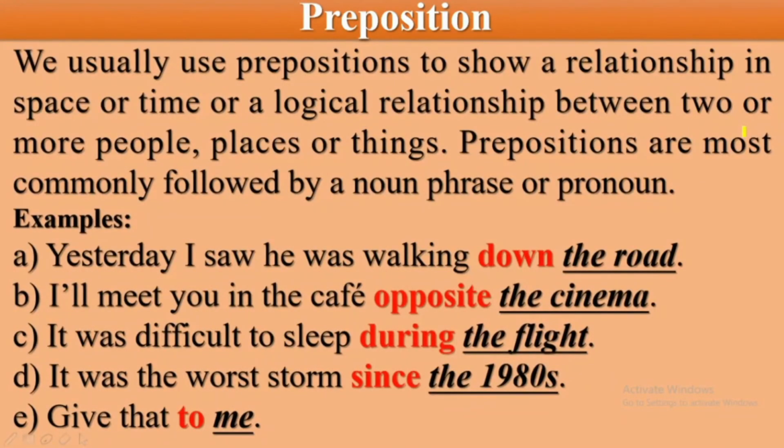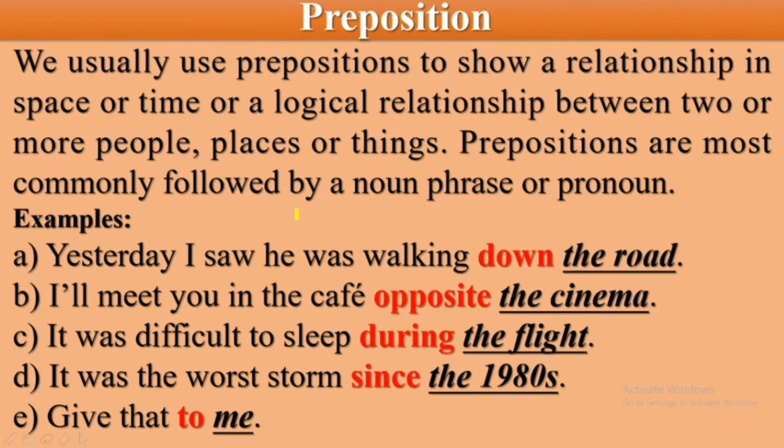We usually use prepositions to show a relationship in place or time or logical relationship between two or more people, places or things. Prepositions are most commonly followed by a noun phrase or pronoun. Here are some examples. Yesterday I saw he was walking down the road. In the sentence, down is a preposition because it has an object. This is the road. This is a noun phrase.